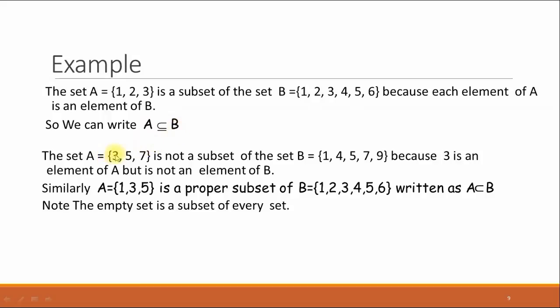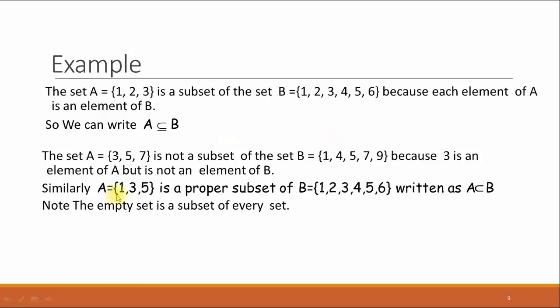Similarly, set A contains the elements 3, 5, 7. This set is not a subset of B because only 5 and 7 belong to B, but element 3 of set A does not belong to set B. Each element of A does not belong to set B, so A is not a subset of B.